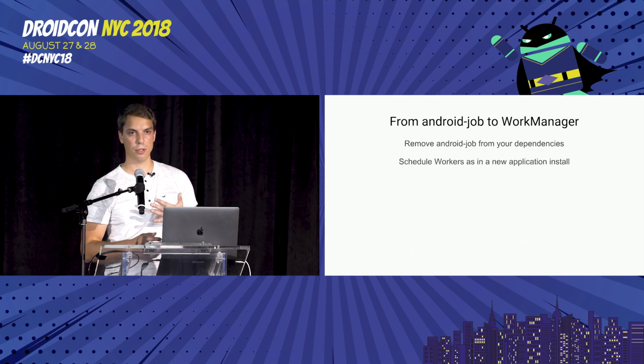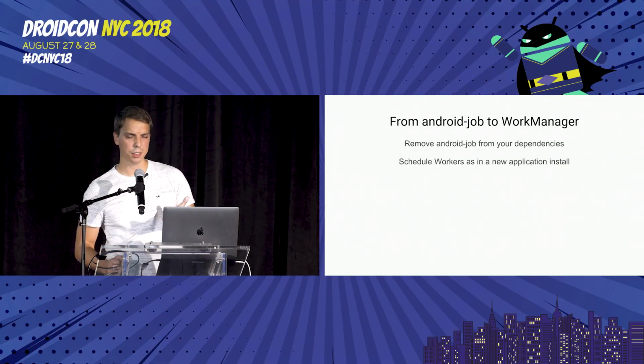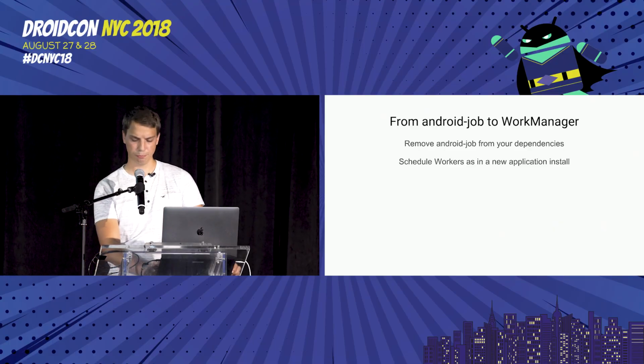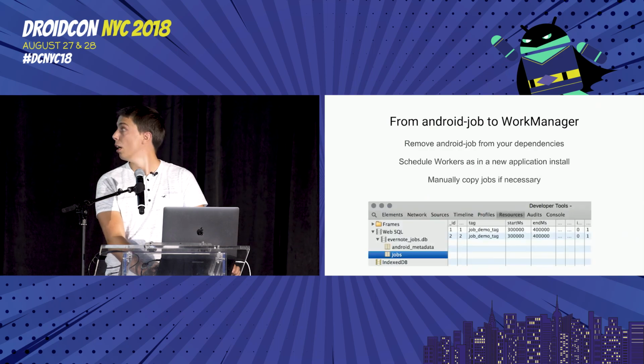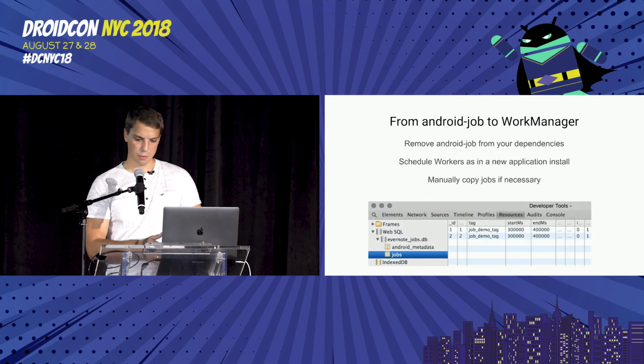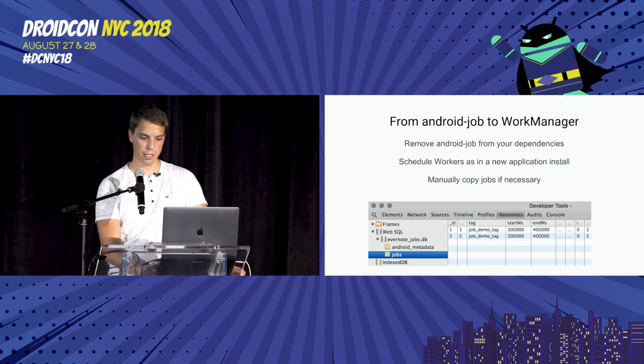What I recommend is that you schedule your workers as you would do with a normal fresh install. So for example, if you have a sync worker that syncs all your data once a day to your server, usually when you schedule this worker, you check first if you already scheduled such a worker item. If you didn't, then you enqueue the work, otherwise you skip it. And I would treat it the same way, and then you don't run into issues. If you really want to copy jobs over, then you still can access the database, because both libraries in the end have a database to store all the information, and you can read it and copy data if you feel the need to do this.